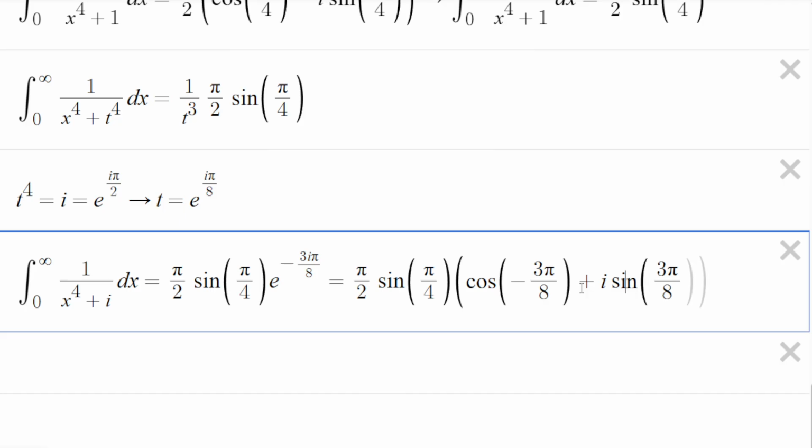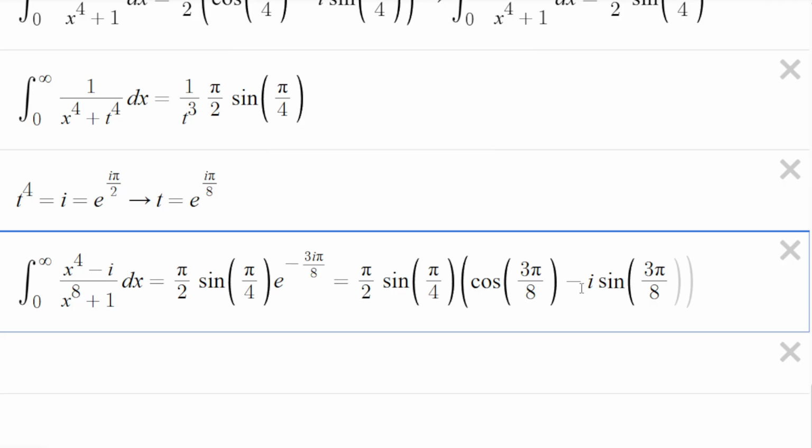We'll bring out this negative again, just like we did before, and this just goes away because of cosine's evenness. All right, and we're going to perform a similar trick over here. We're going to multiply by x to the fourth minus i on top and bottom. That's going to give us an x to the eighth plus 1 on the bottom there.